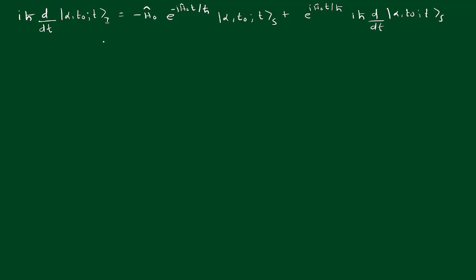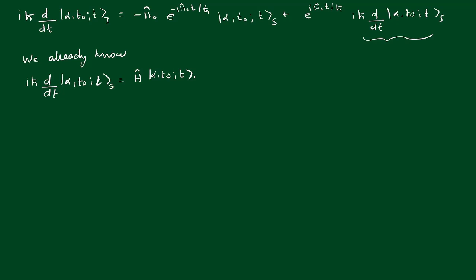So what do we do now? We already know how the state evolves in the Schrodinger picture. We already know that i h cross d by dt of alpha t0 t is equal to, what is it? This is the Schrodinger equation. What's the result? It's H.